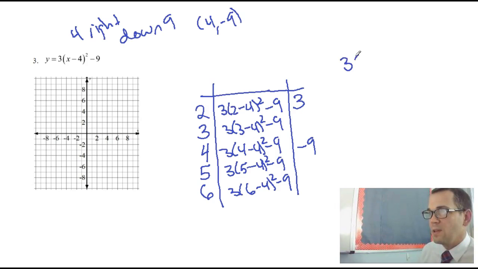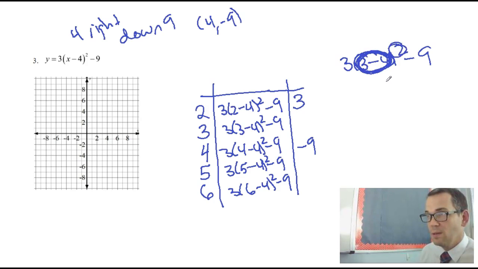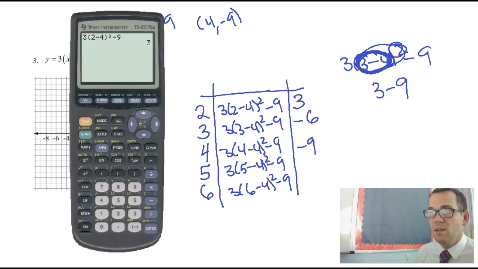Like if I have to do 3 times 3 minus 4 squared minus 9, order of operations would say do parentheses first. That's negative 1. Negative 1 squared is positive 1. Positive 1 times 3 is 3, minus 9. These are opposites, so it makes negative 6. If you don't want to do it in your head, please use a technology to help you.